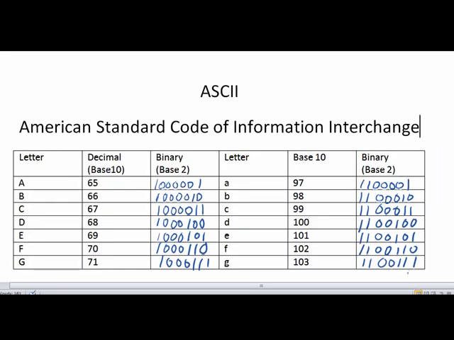What would the next value in each of these columns be if you think about it? So 111 is the biggest three-digit number in binary. So the letter capital H would be 1001000. And the letter little h, lowercase h, 1101000. And you just continue in that way.